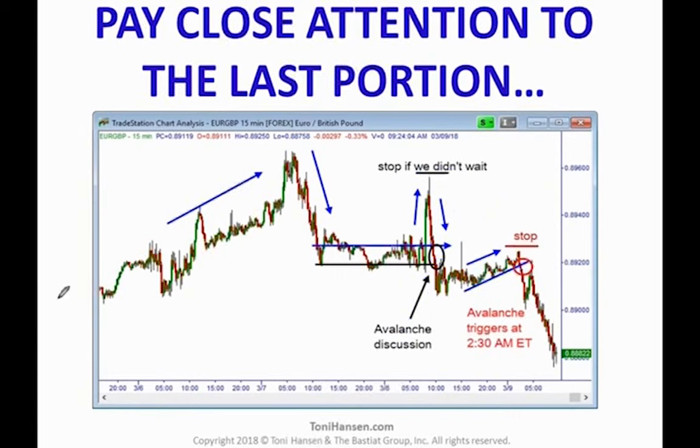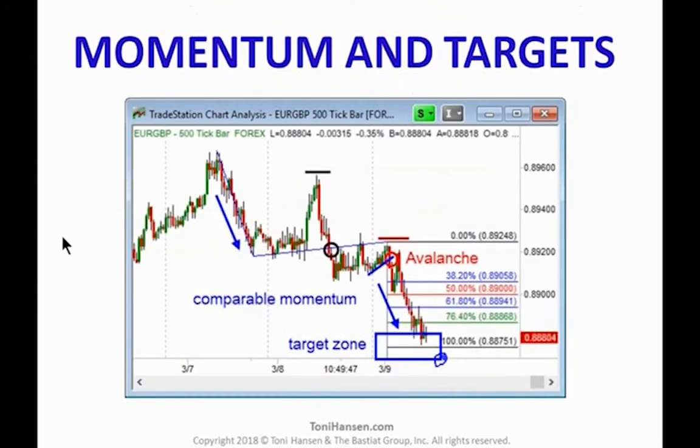It still would have worked out as a trade. You still would have had a return on it, but your return would have probably been closer to like 1-to-1. So your return would have been about equal to what you would end up risking on the trade. If we look at the target level, the typical target level on this strategy is going to be the 100% level. That target can change as momentum changes.